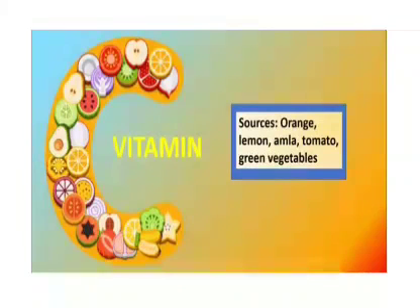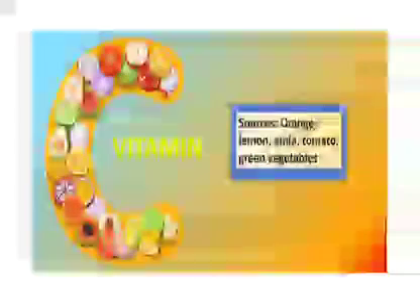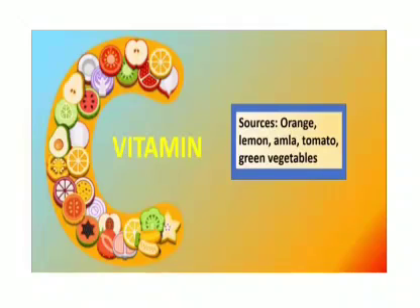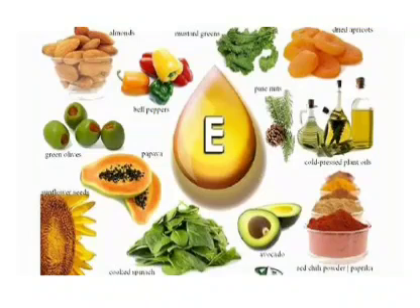Vitamin C rich foods are orange, lemon, amla or gooseberry, tomato, green vegetables, etc. Vitamin E rich foods are almonds, mustard greens, dried apricots, bell peppers, pine nuts, cold pressed plant oils, red chili powder, avocado, green olives, papaya, sunflower seeds, cooked spinach, etc.